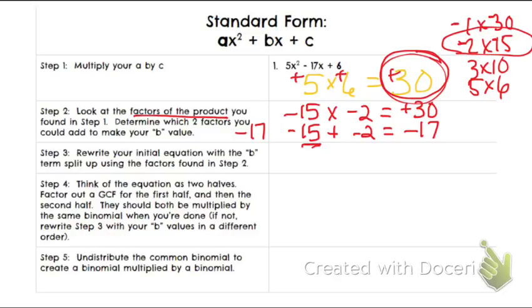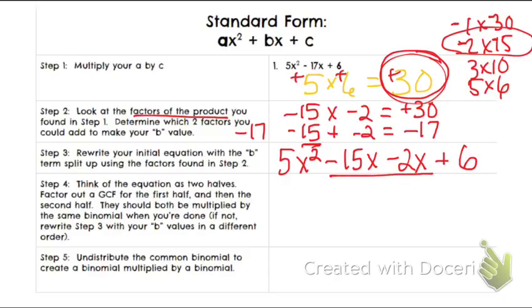Step 3 is to rewrite your initial equation with the b term split up using the factors found in step 2. So it's going to be 5x squared minus 17x plus 6, but instead of writing 17x, I'm going to write 5x squared minus 15x minus 2x. So negative 15x minus 2x, I still get the negative 17x plus 6. That's my original equation. I just rewrote the negative 17 as a negative 15 plus a negative 2.